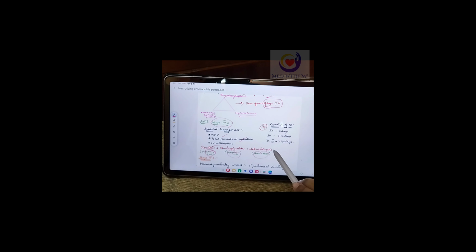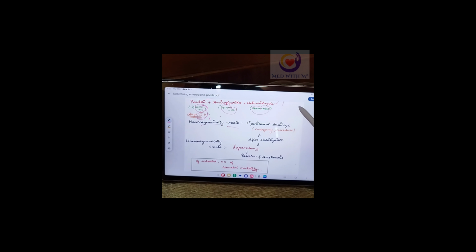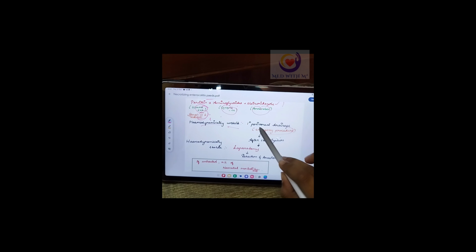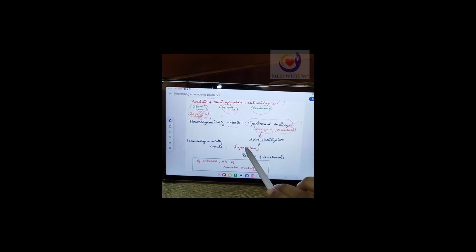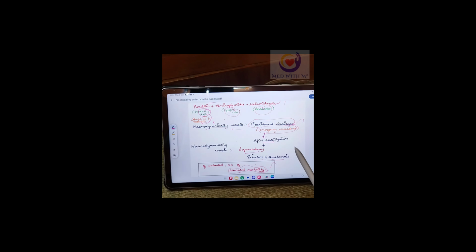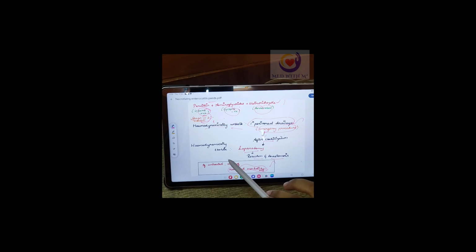Now we can see the management for stage 3B. It is a complicated NEC. If the patient is hemodynamically unstable, we should perform an emergency procedure, which is primary peritoneal drainage. After the patient becomes stabilized, we can undergo laparotomy, with resection and anastomosis. Untreated NEC is a main cause of neonatal mortality.